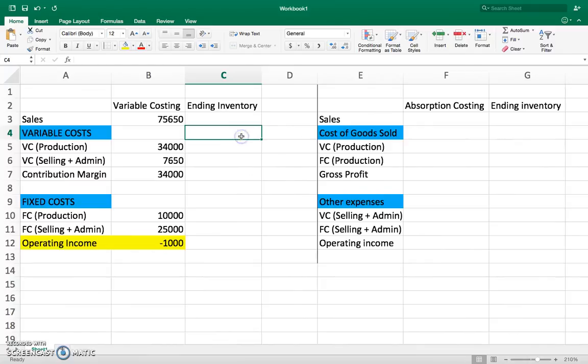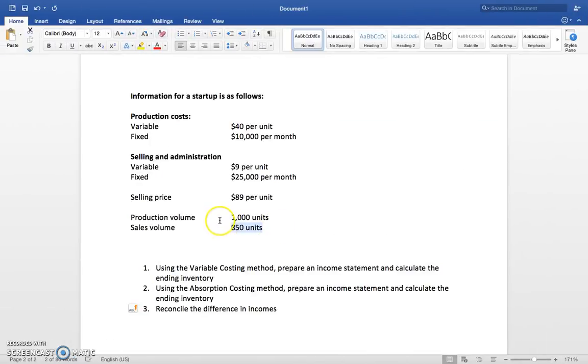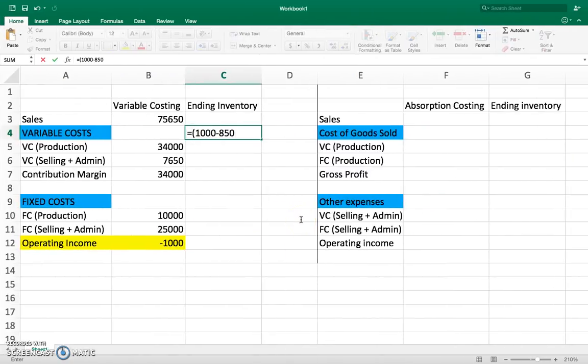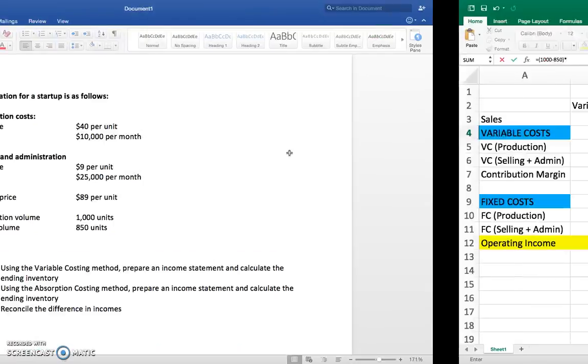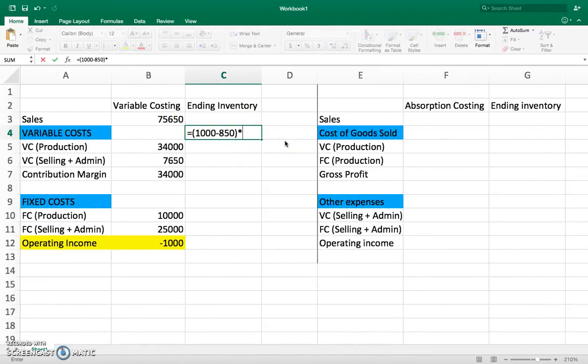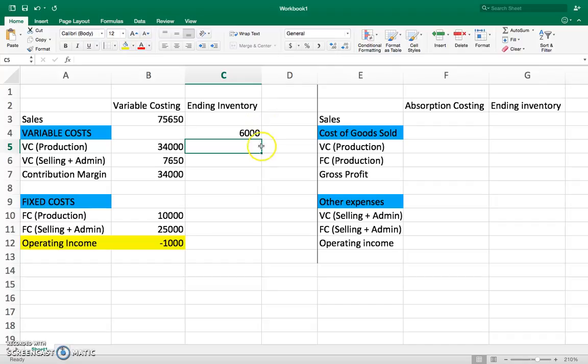So in order for me to find my ending inventory, I'm simply going to do this. I'm going to take my 1,000 production volume units and deduct my 850. That leaves me with our ending inventory in units, but I want it in dollars, right? So I'm going to multiply that by my production variable cost per unit, which is $40 per unit. That comes out to 6,000. All right, that is my ending inventory using the variable costing method. That is it for this.